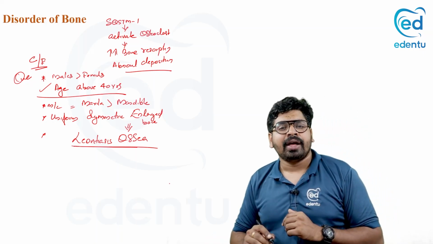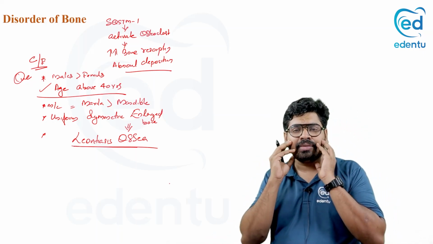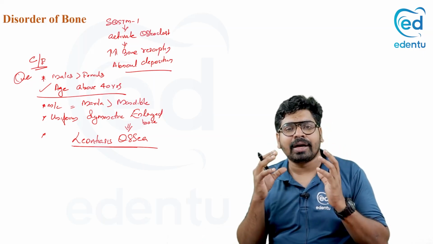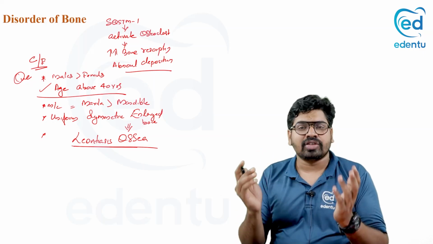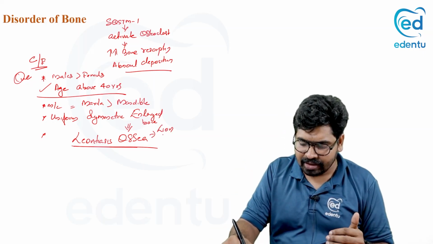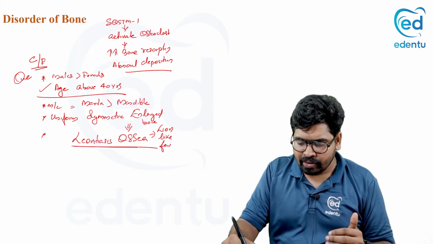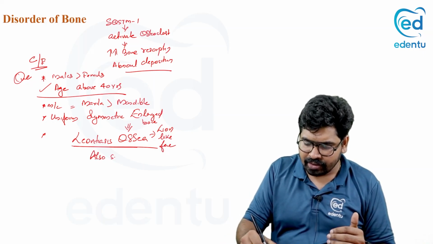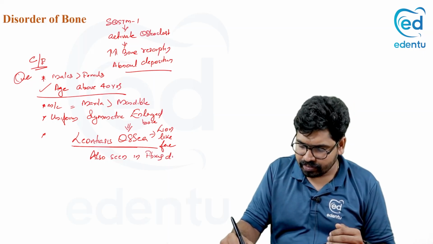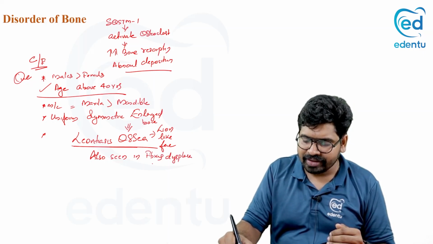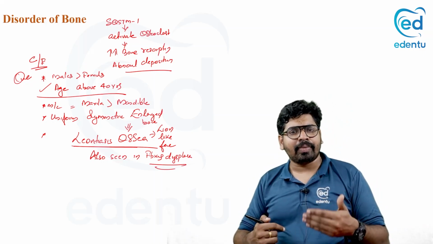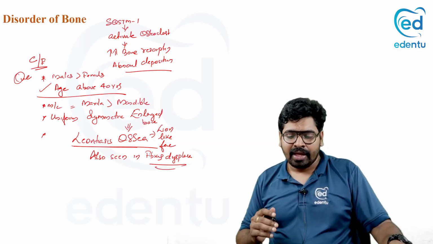Leontiasis ossea means that the malar bone, the maxilla and the mandible are getting enlarged, giving a lion-like face. It is also seen in fibrous dysplasia, but it is more specific in Paget's disease.